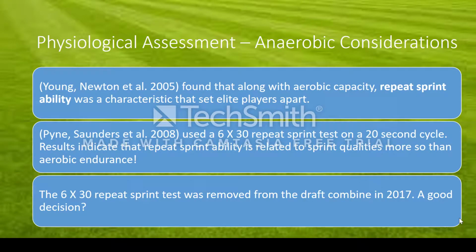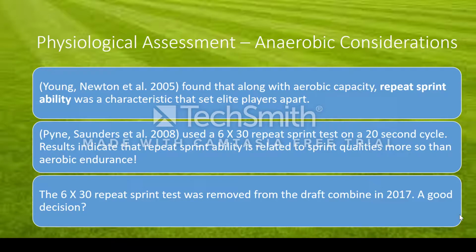Given the intermittent nature of Australian rules football, the ability to repeatedly sprint is a key attribute AFL footballers need to possess. Young and Newton found that along with aerobic capacity, repeat sprint ability was a characteristic that set successful elite players apart. A study done by Pine and Saunders looking at factors affecting repeat sprint ability used a 6x30 repeated sprint test on a 20-second cycle. The really interesting finding from the study suggested a strong repeat sprint ability is related to sprint qualities more so than aerobic endurance.